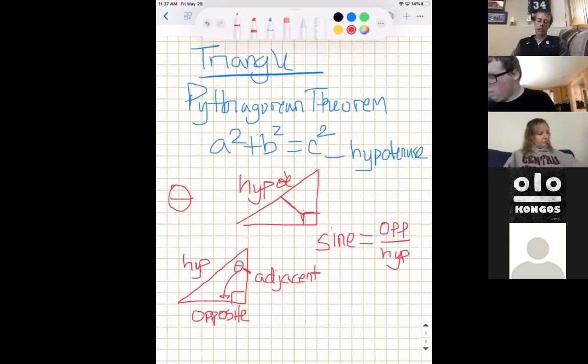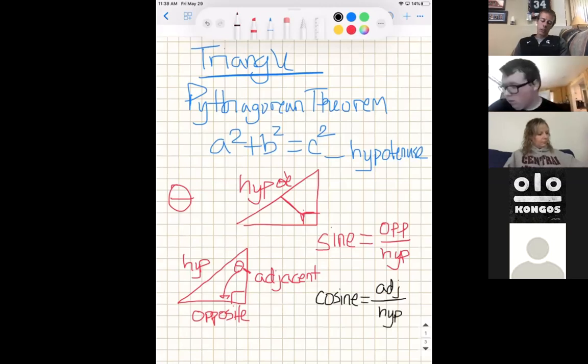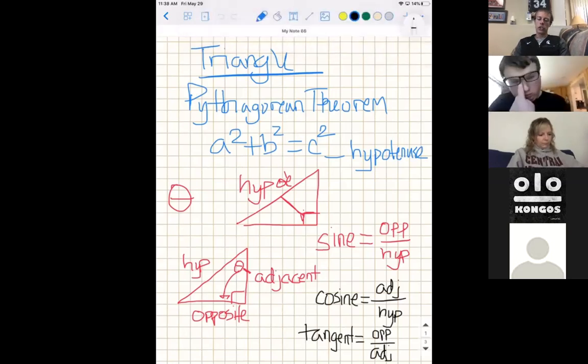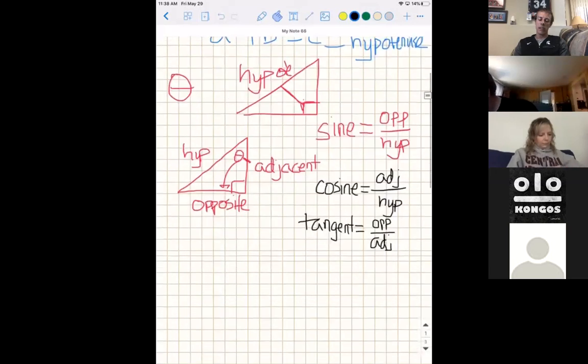We also talked about another trig relationship, and I'll start doing these in a different color, called cosine. That was your adjacent side compared to your hypotenuse, so your adjacent over your hypotenuse. The last one we talked about was tangent. And tangent was the comparison of your opposite side to your adjacent side. Sine, cosine, and tangent. Again, it's just a ratio, or a comparison, of the side lengths.